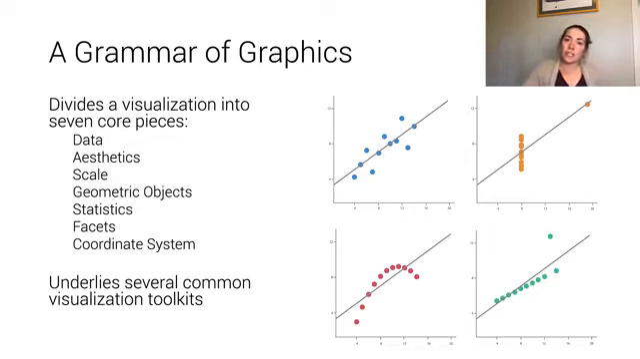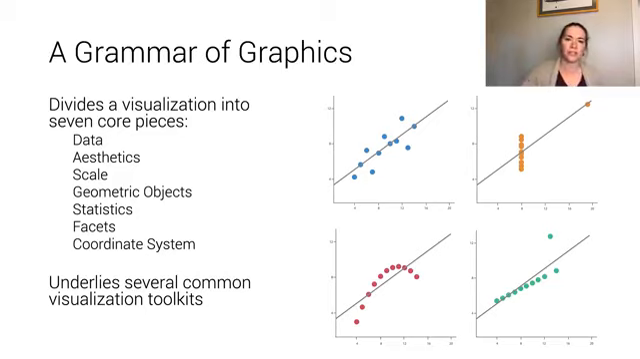The statistics we use to pre-process our data before showing it, are we showing the raw data, are we showing averages, are we showing regressions or trends? The facets that we divide our data into, what dimensions or subsets do we choose to show? And the coordinate systems we use. And typically speaking, these are going to be our linear Cartesian coordinates or polar coordinates, though you will occasionally see examples that use less conventional coordinate systems.